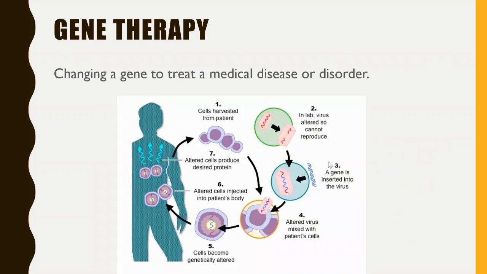Gene therapy is when you take and change a person's gene, like find one gene and change it to treat a disease or a disorder. You're going to watch a video that shows how gene therapy can be used to treat sickle cell. And so that's another interesting thing. What diseases could be treated with gene therapy?